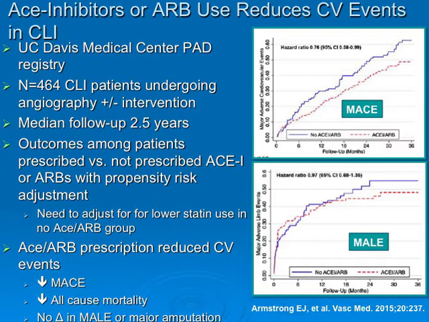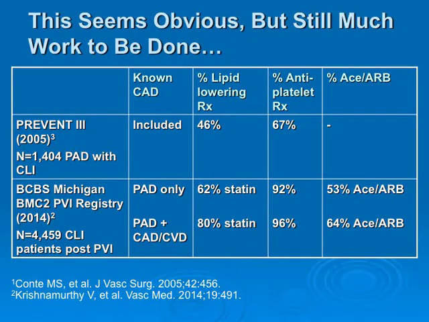And again, they did some propensity matching adjustment to account for other factors, but found that those CLI patients who were prescribed ACEs or ARBs had decreased cardiovascular events, decreased all-cause mortality, no change in limb events, however. Well, this all seems really, really obvious, but there's still work to be done here.